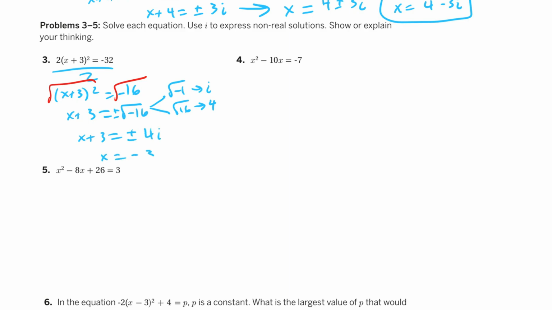Subtract 3 from both sides, and I'm just going to leave my two answers like this: -3 plus or minus 4i.